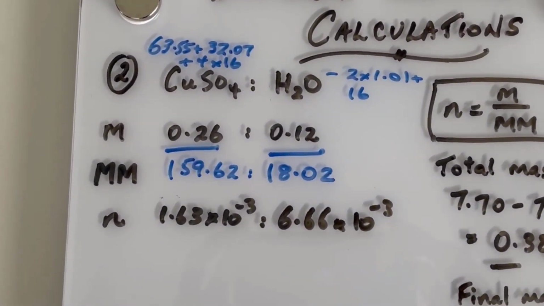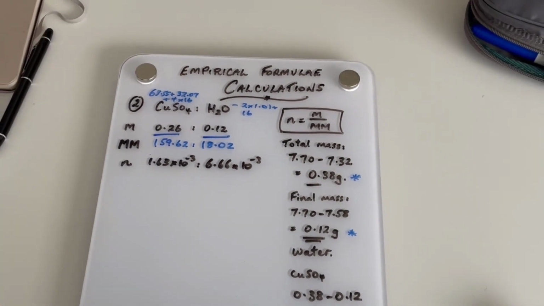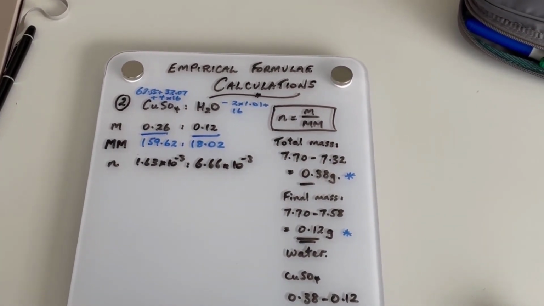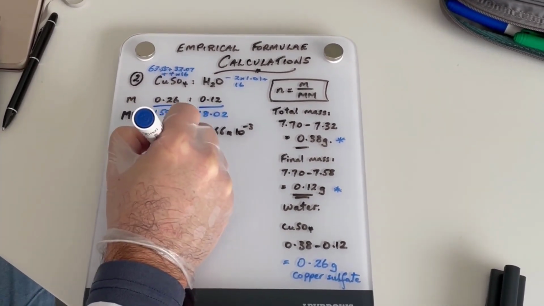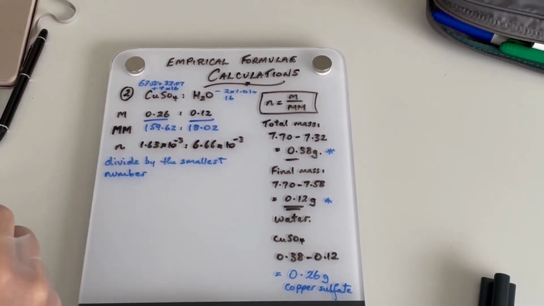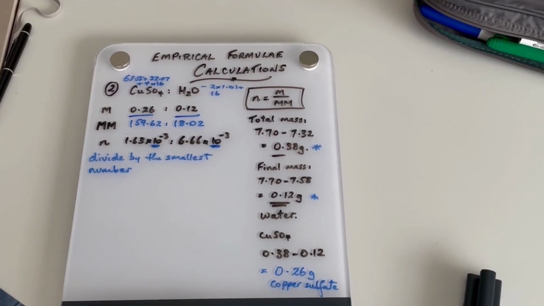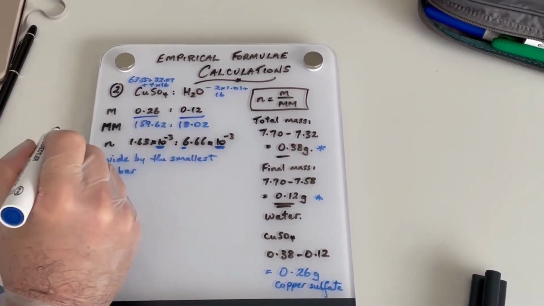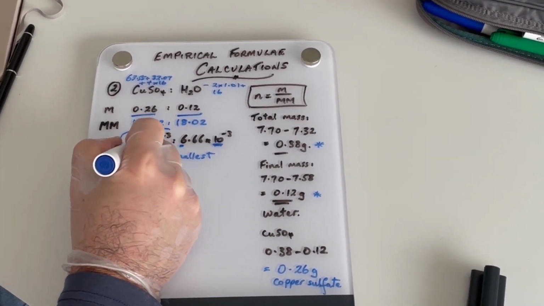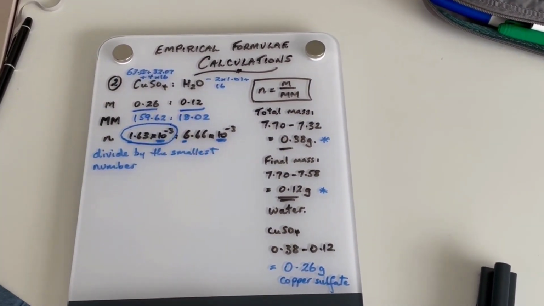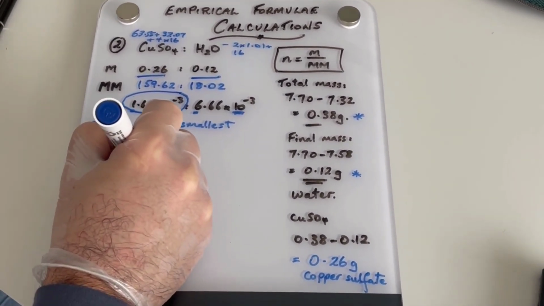So how do I find an empirical ratio? Well, if I can't see anything obvious happening here, then what I want to do is divide by the smallest number. In this case, 10 to the minus 3 in both cases is equivalent. So I have 6 lots of that and I have 1 lot of that. So I'm going to divide both sides by this number. Obviously if I divide that by itself, then that's going to be 1.